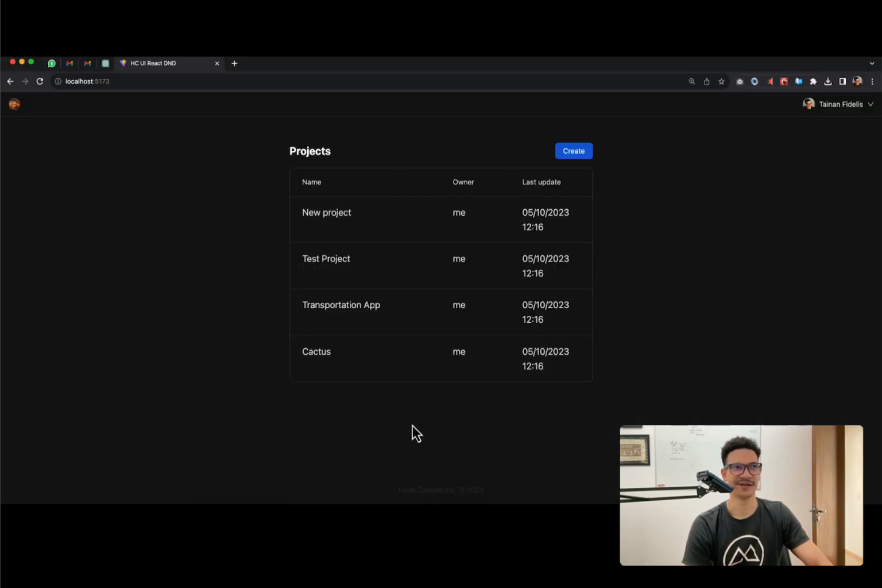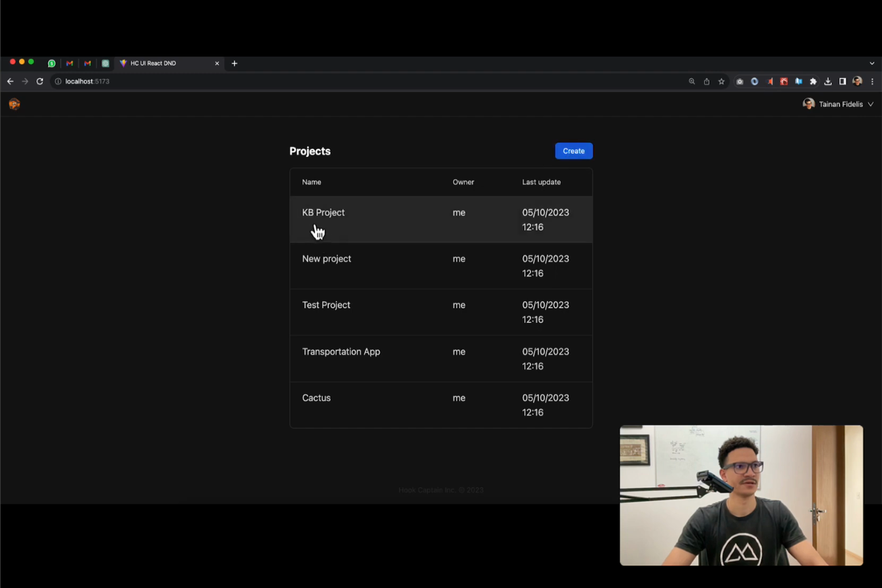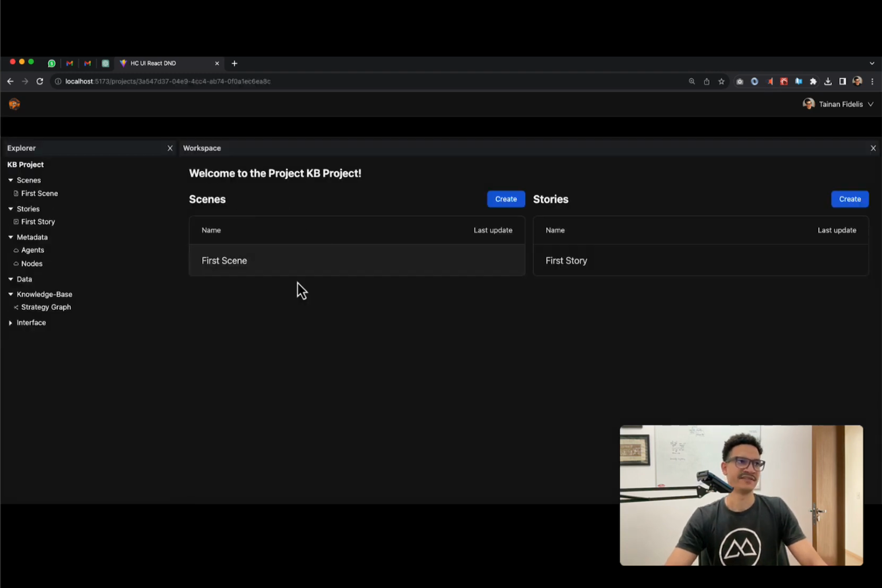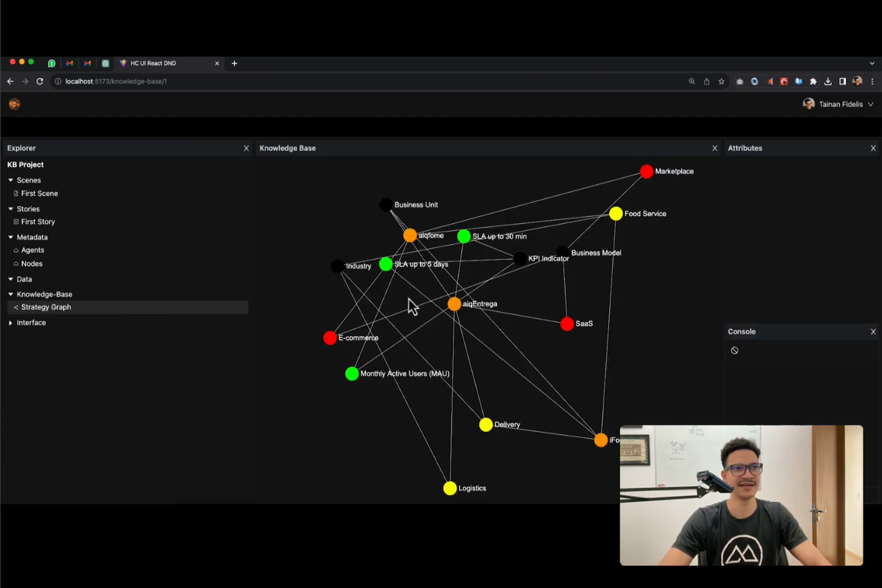Here you have the projects. You already know our interface, and I would create a knowledge base project. Yes, here you have the scenes, the stories. This prototype is the only one that's not working dynamically. I just inserted some dummy data into it, but I'll show it to you guys, and maybe you will understand what I am thinking.